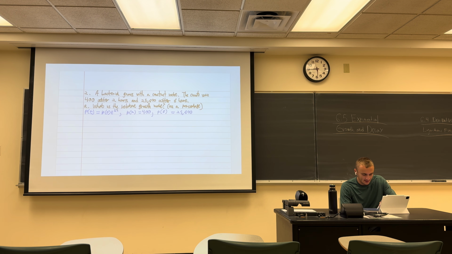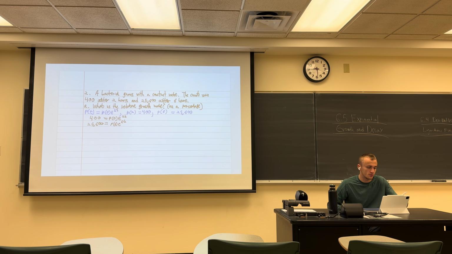So we can say that 400 equals P of 0 e to the 2k. And then we can also say that 25,600 equals P of 0 times e to the 6k.